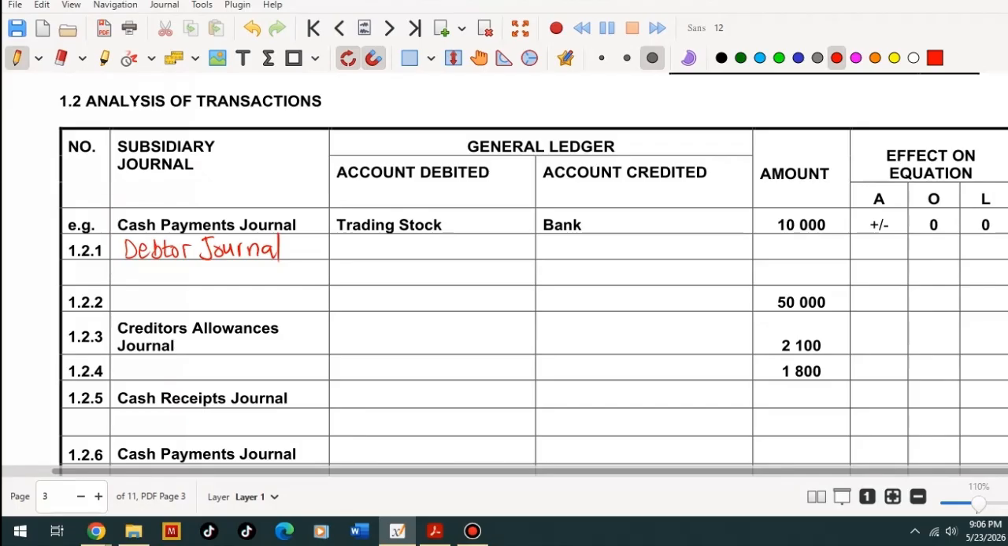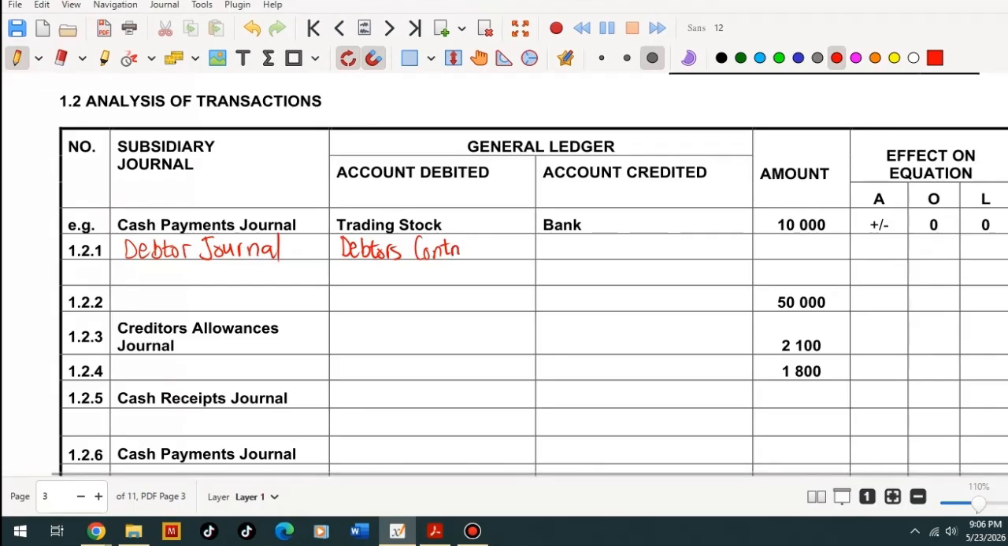The first one is with the sales price, which is a debit, debtors control, and credit sales.